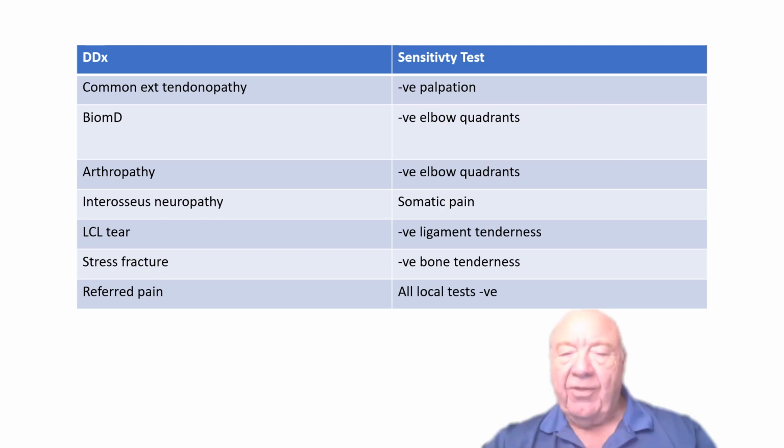Interosseous neuropathy: no neuropathic pain, no neuropathic symptoms, only somatic pain. It isn't a neuropathy. LCL tear, palpate the ligament for tenderness. And a stress fracture, which as I say is extremely rare, you can palpate for bone tenderness. And finally, referred pain, all your local tests will be negative and will not reproduce the pain the patient is complaining of.